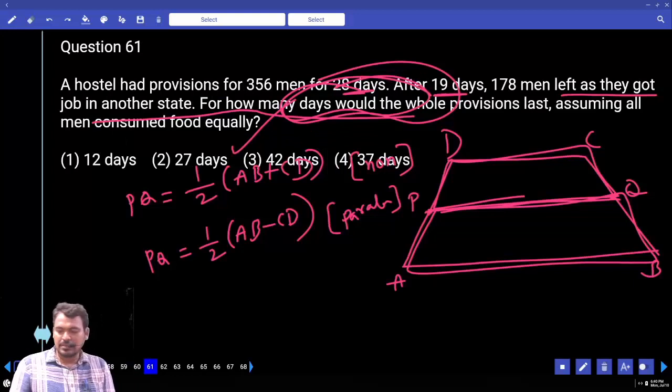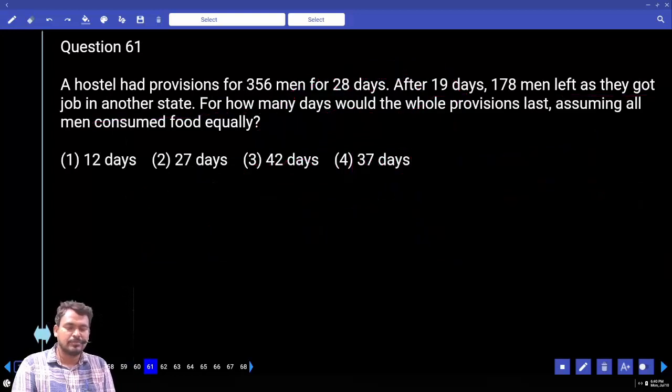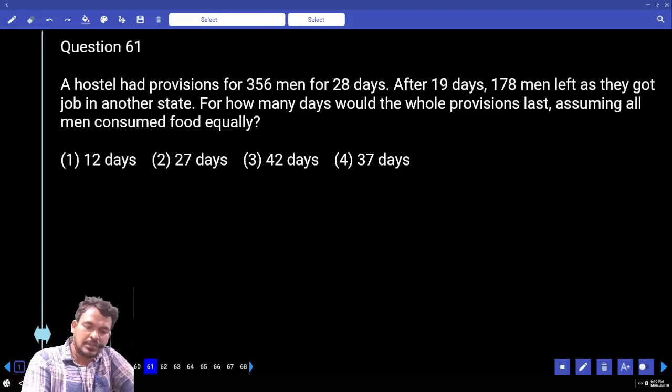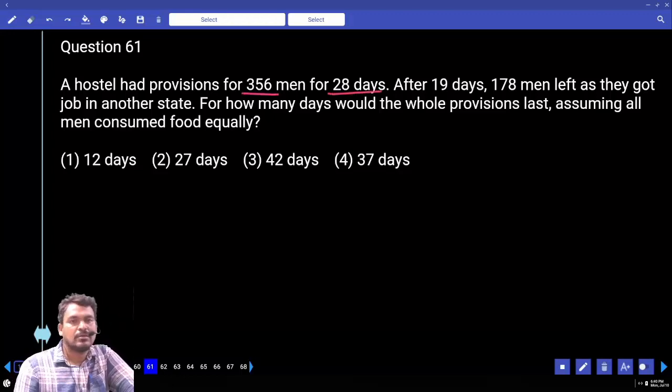Next question, number 61. A hostel had provisions for 356 men for how many days? 28 days. After 9 days, 178 men left as they got jobs in another state. For how many days would the whole provisions last, assuming all men consumed food equally? Actually, 356 men for how many days? 28 days. Already how many days are completed?